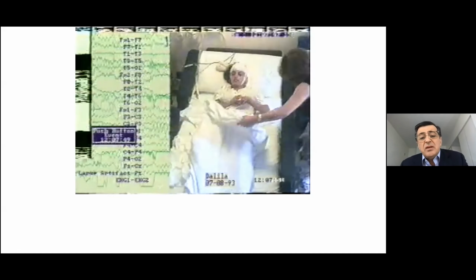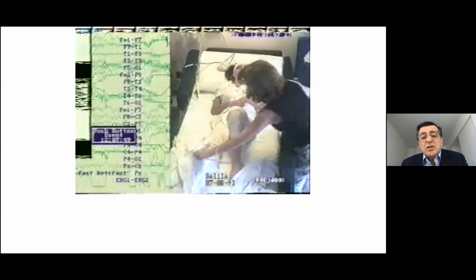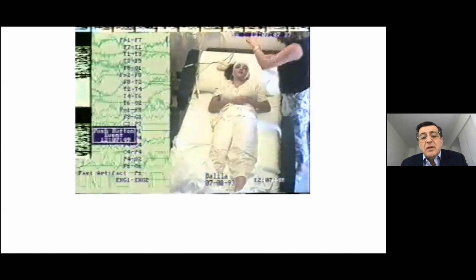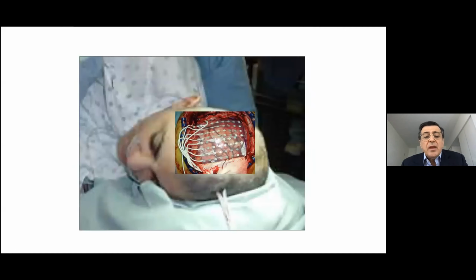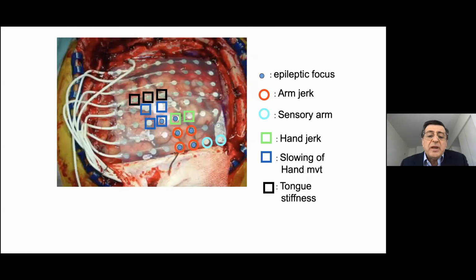And you can see here she's starting to jerk in her left hand. She's holding her left hand, and so she has a Jacksonian march. And so a subdural electrode was placed, and ictal onset came from exactly the hand area. This is in red, the ictal onset, and inside is the motor cortex. In blue here is the sensory cortex.